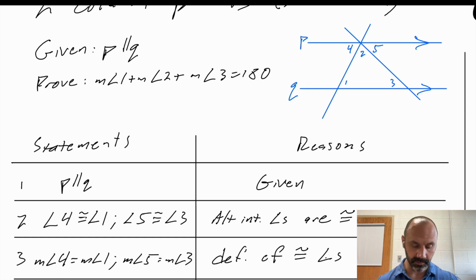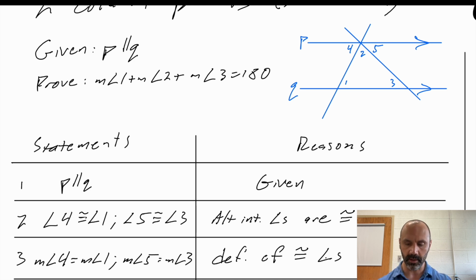Okay, well, my starting point would simply be that P is parallel to Q. How do I know that? Because that's given, right? So given can be used as a reason if it comes from the given information. Now, what's my next step? Well, I know from parallel lines that I have some of these angles that are going to be congruent or supplementary. So how am I going to start going about this? Well, I know that 4 and 1 are going to be congruent, and I know 5 and 3 are going to be congruent. Those are alternate interior angles.